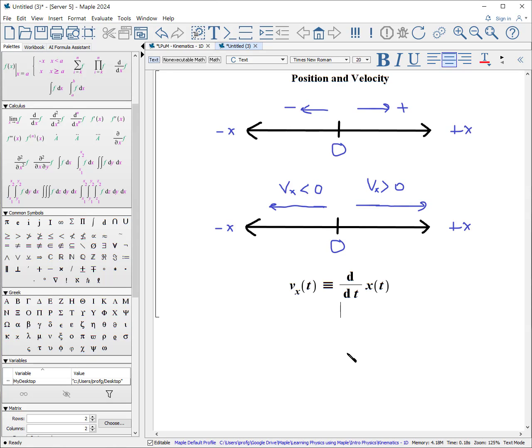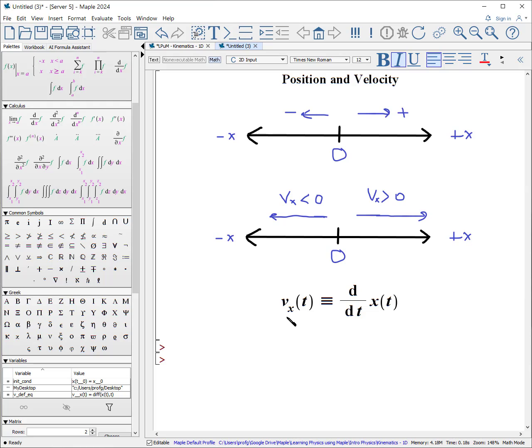So we begin with the definition of velocity given our understanding of position. Velocity at some period of time is the time rate of change of position. Since position can change with time, velocity can also change with time. I'm going to put a sub x to remind me that this is velocity purely along the x direction. This expression tells me that I can find the velocity of the object at some point in time if I know the rate of change of its position at that time.